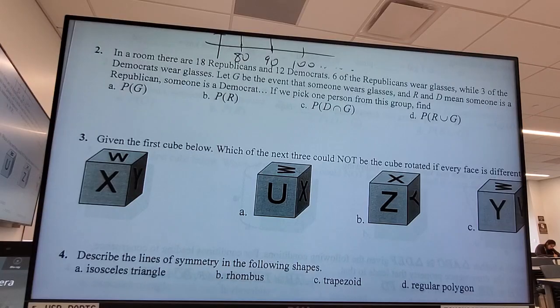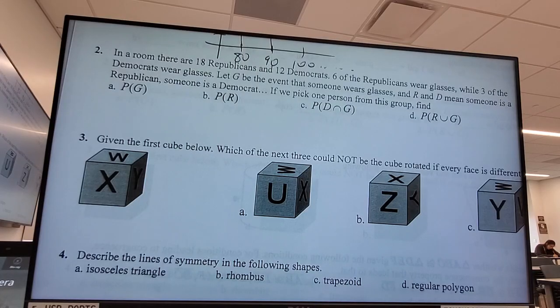What about part D? What does or mean? Or, right? You or you, somebody. You. So that means I'm going to include all of the Republicans. I'm going to include all the people that wear glasses. Or is the nice bouncer, lets more and more people in. So how many Republicans do we have?